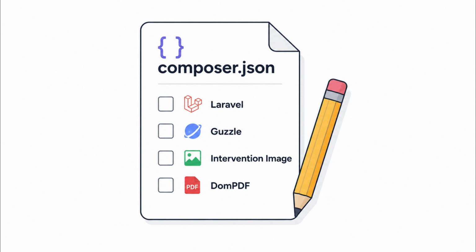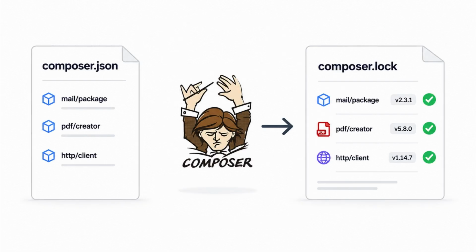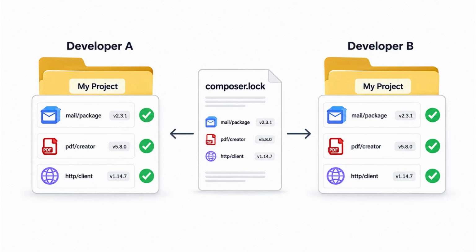But there's a second file working quietly alongside it, composer.lock. Once Composer installs everything, it writes down the exact versions it used, down to the last detail. This file makes sure that when a teammate installs the same project, they get precisely the same versions you have. No surprises, no mismatched setups. Together, these two files are why Composer never leaves anything to chance.